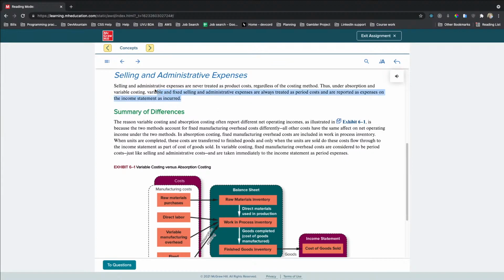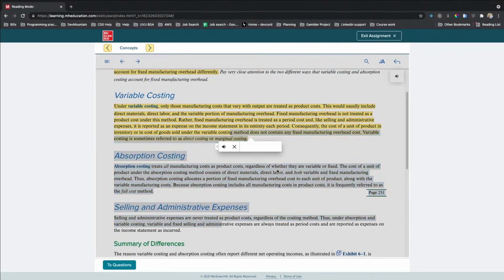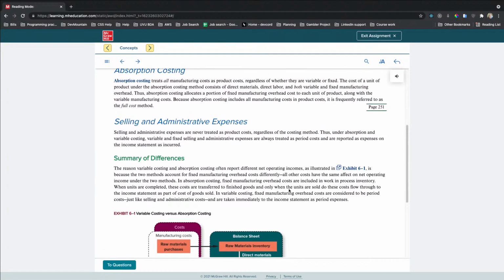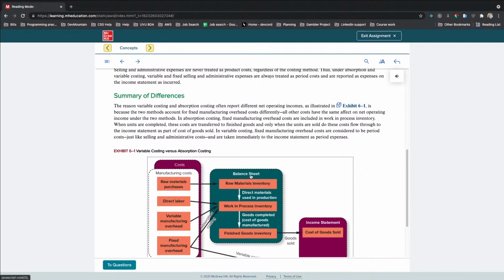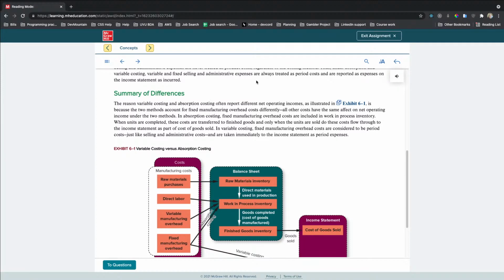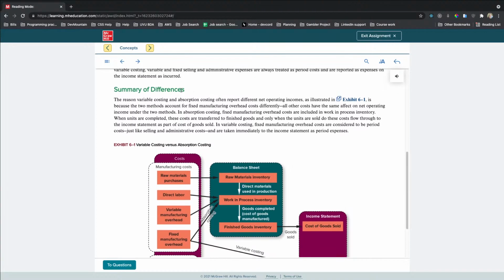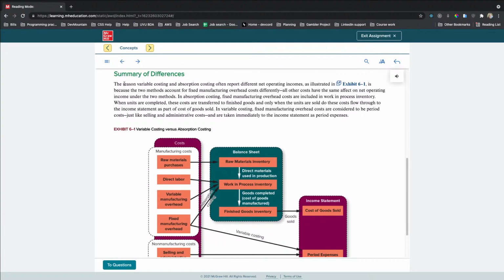Selling and administrative expenses. These are period costs. They never have been or ever will be treated as product costs, regardless of the costing method. Thus, under absorption and variable costing, both variable and fixed selling and administrative expenses are treated as period expenses on the income statement, of course. Summary of differences. Here we go.